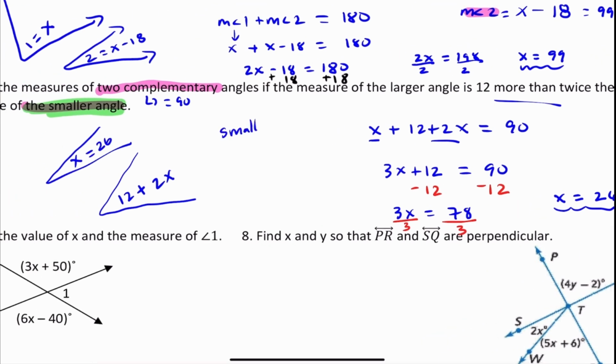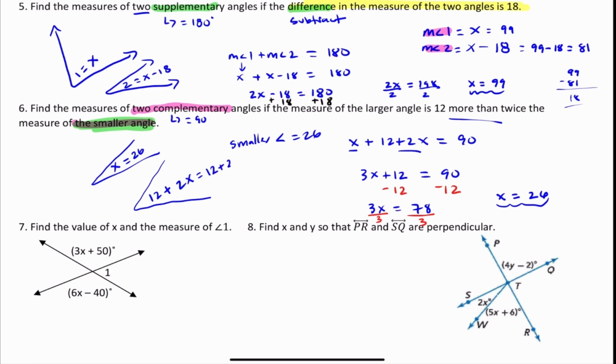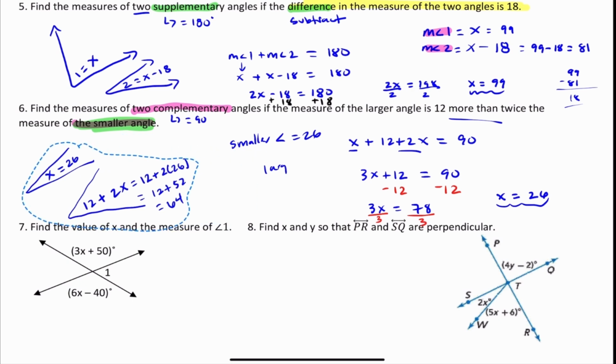All right, so I'm going to write that down. Smaller angle is equal to 26. And then this means that the larger angle is 12 plus 2 times 26, which is 12 plus 52, and that's going to give me 64. Okay, so the larger angle is 64 degrees.